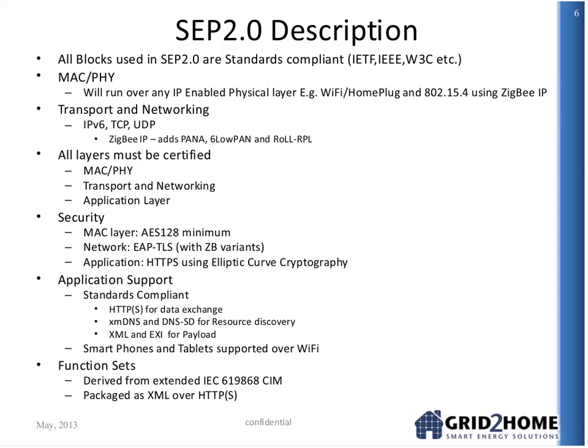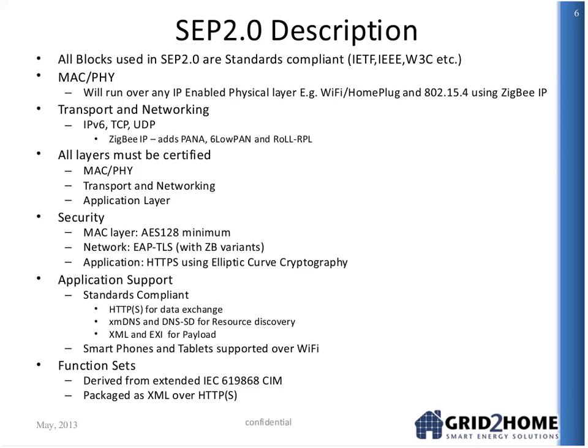The function sets are derived from the IEC 61968 and 61970 CIM. This is what's used in the back office by the utilities, so it's very aligned with their CIM. And of course, we package that as XML over HTTP or HTTPS. It's a very basic description, but this is not what our talk is about, really. It's how do we migrate between these two protocols.